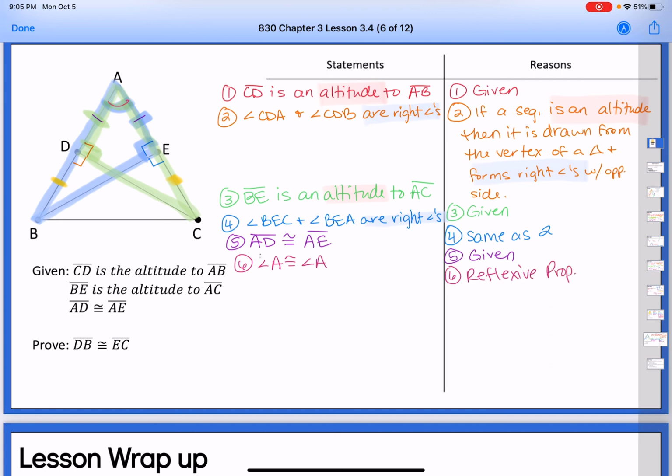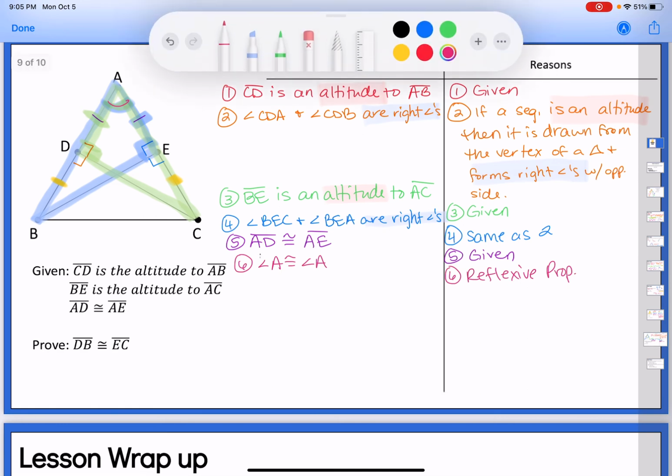Okay, and I do have two right angles there, angle ADC and angle AEB, and I've already said they're right angles, but I still need to say that they are congruent, right? So step 7, angle ADC is congruent to angle AEB, and the reason is if two angles are right angles, then they are congruent.